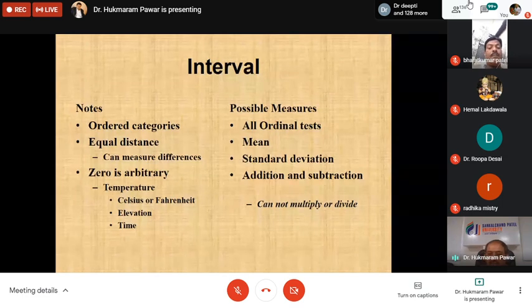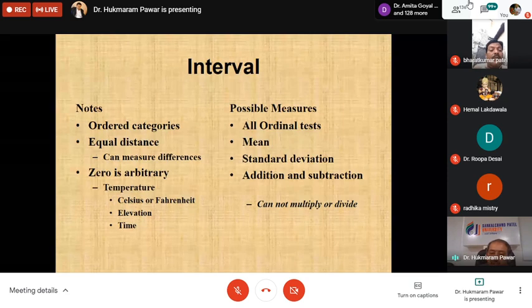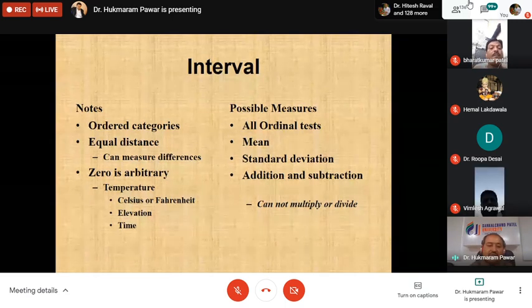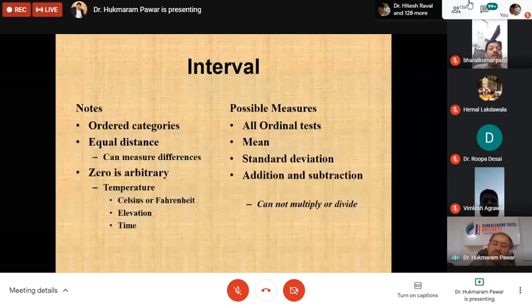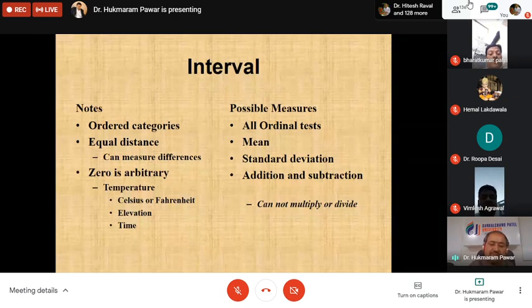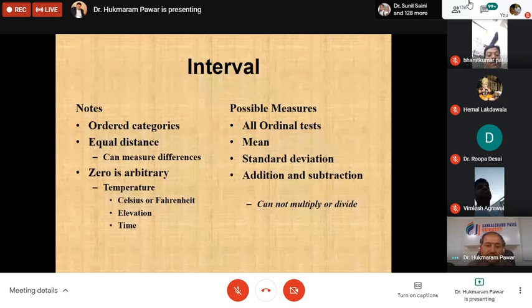But in interval data we can plus or minus, addition and subtraction is possible. This is another property of interval data. Here 0 is arbitrary, that means you cannot say that 0 means none. 0 is not nothing. Temperature in Celsius and Fahrenheit, elevations and time are various examples of interval data.